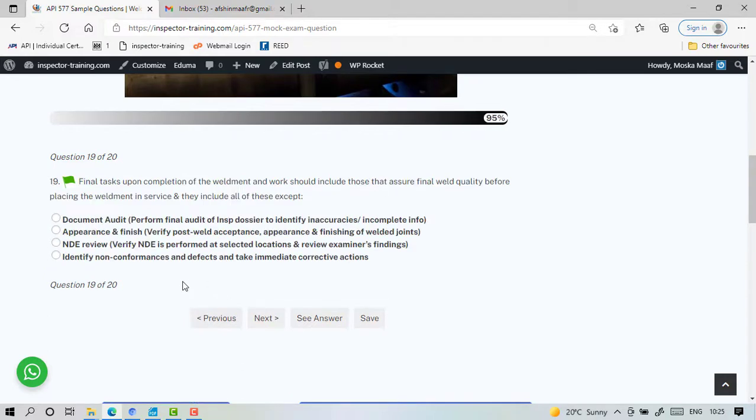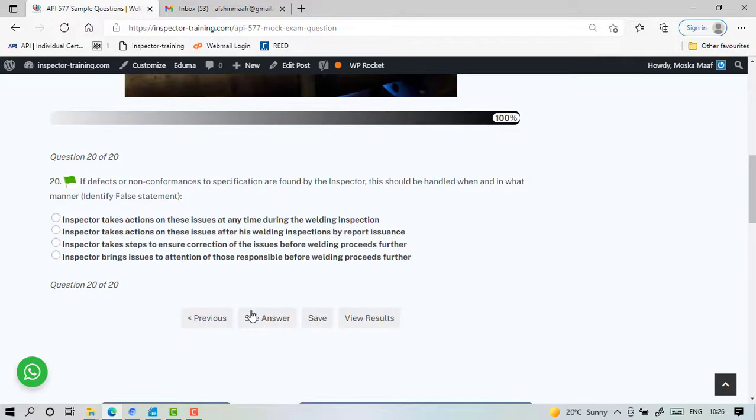Final task upon completion of the weldment and work should include those that assure final weld quality before placing the welding in service and include all of these except: document audit. Yes, you should check that everything is in order. Appearance and finish is not a cause for rejection of the weld. NDE review, you should make sure that all the records and reports are available and identify any non-conformance and take action. Yes. So appearance and finish is not part of your final task of welding inspection.